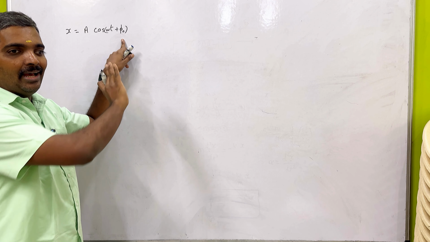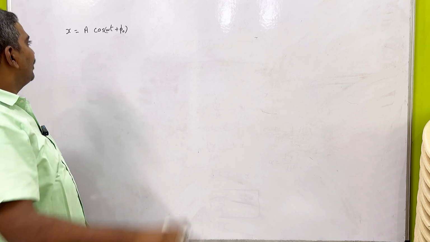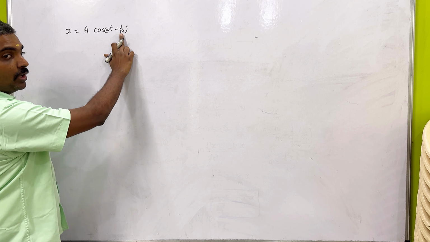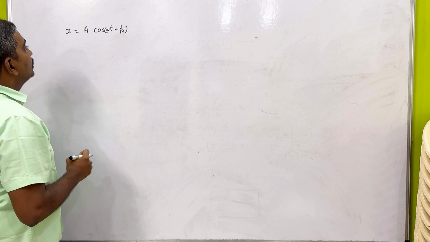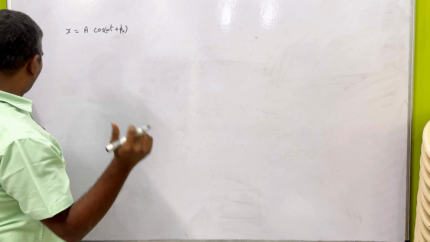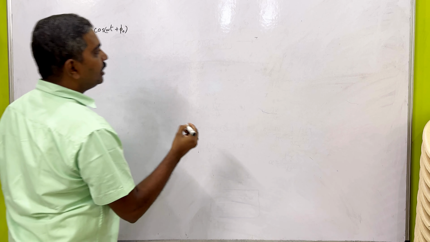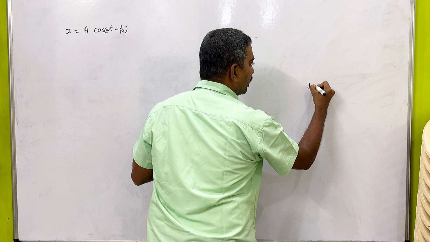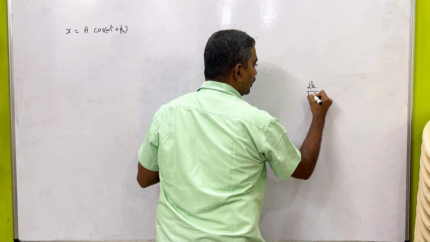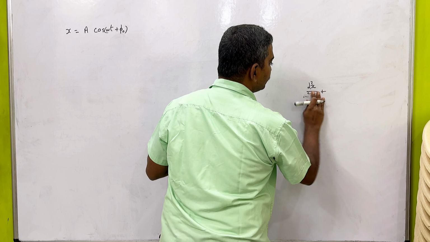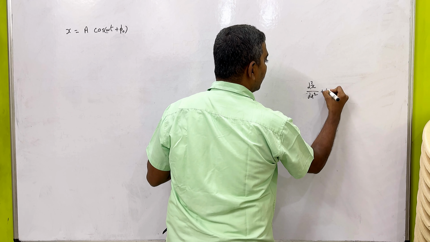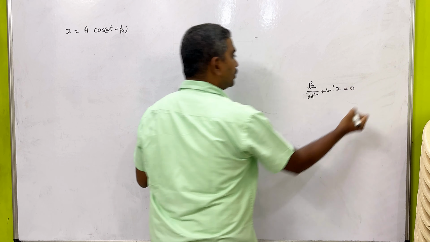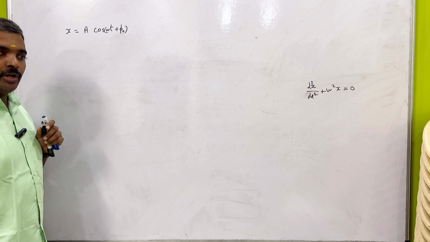Now I will just take this as a constant. I need not worry about this phi. This is called your phase constant. Now I am going to write the expression here: d square x by dt square plus omega square x is equal to 0. This is the condition for simple harmonic motion.